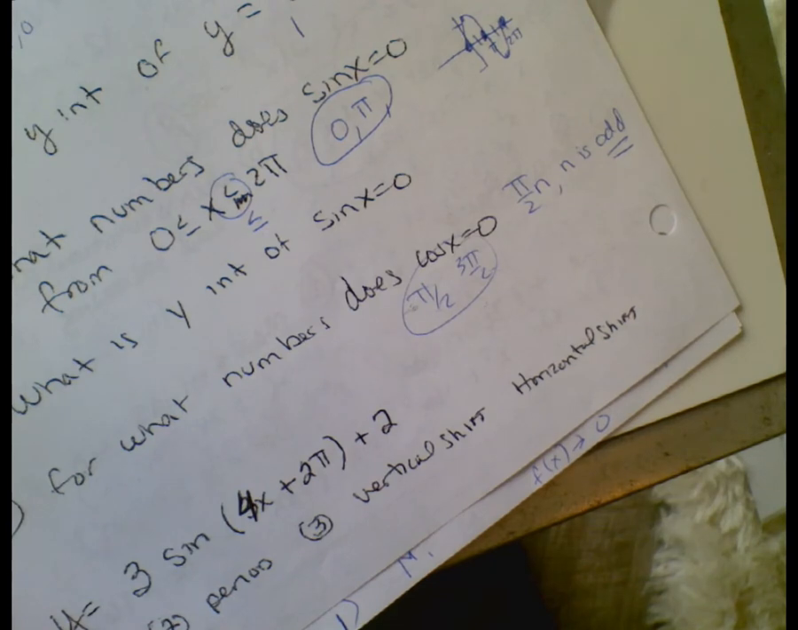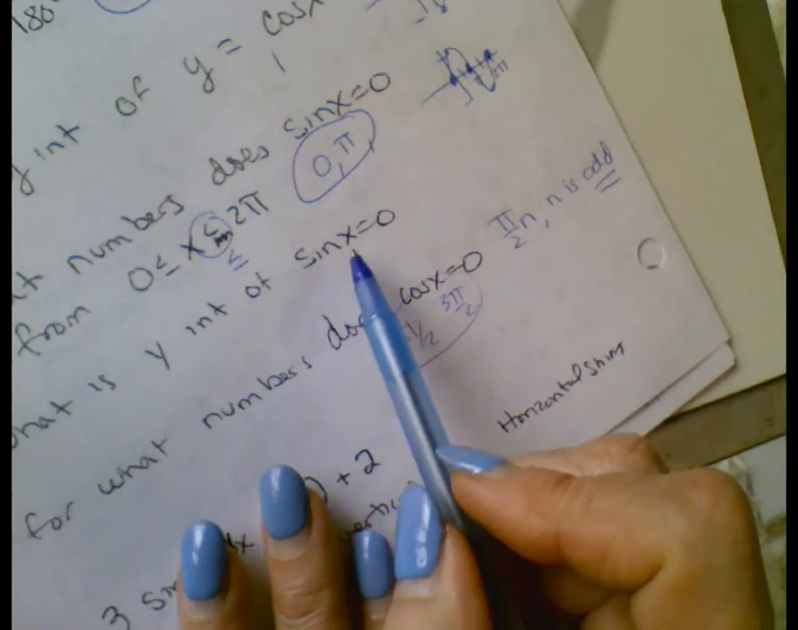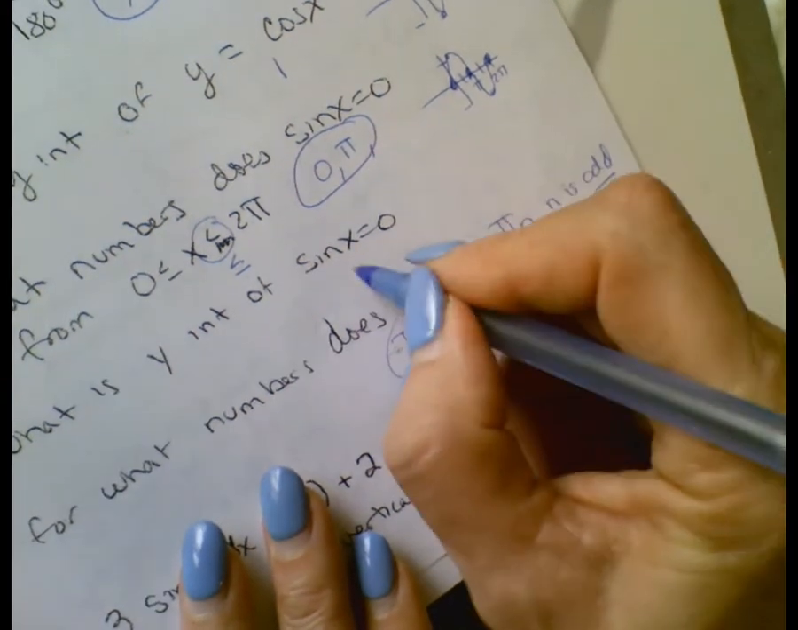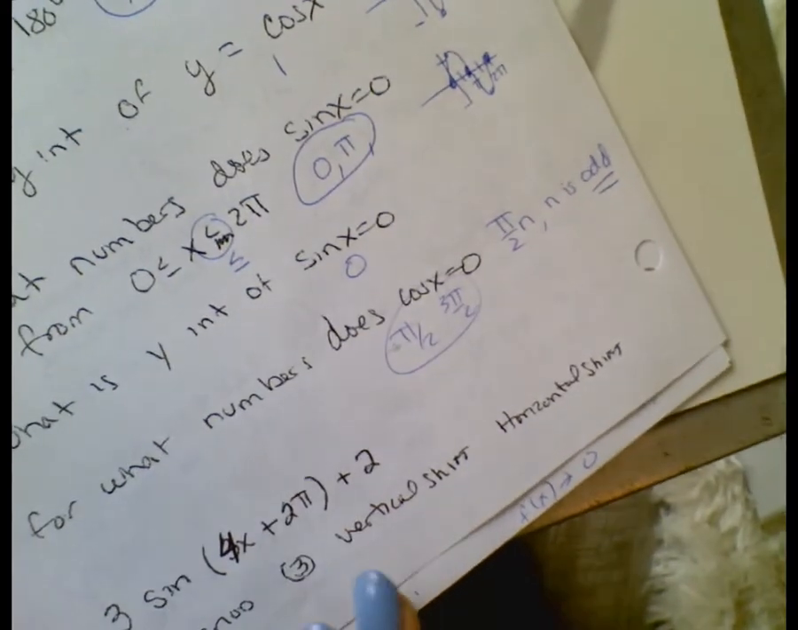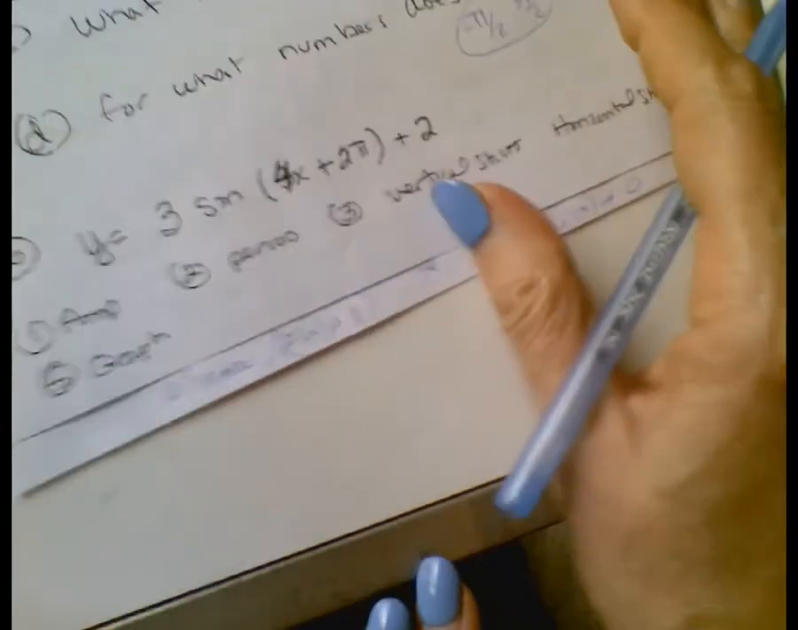Do you understand that? And what is the y-intercept of sine x equals 0? It is 0. It crosses the y-axis at 0. 16.